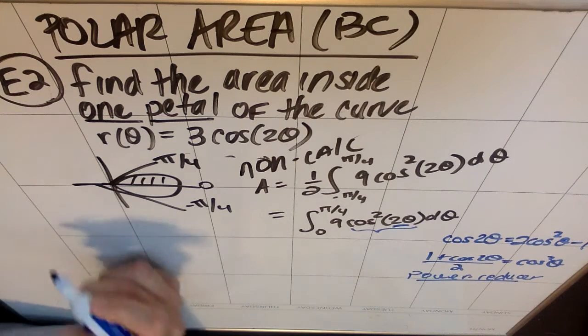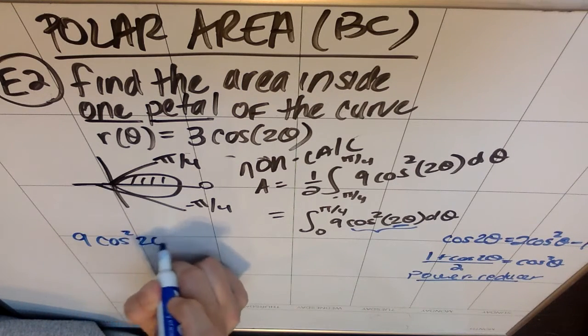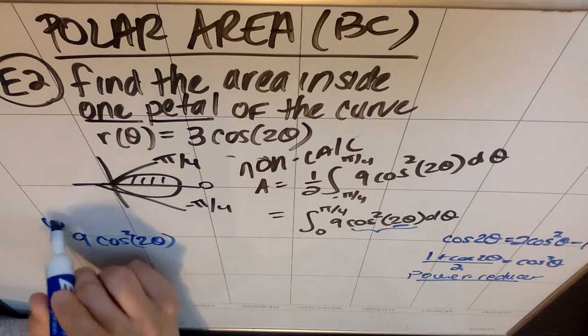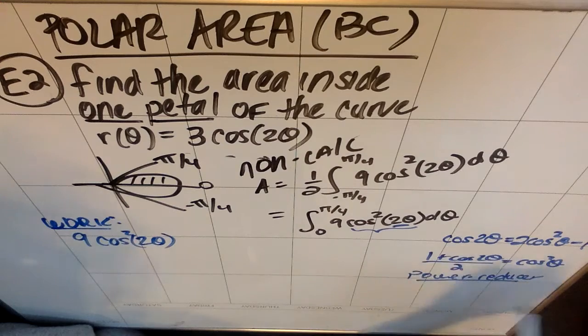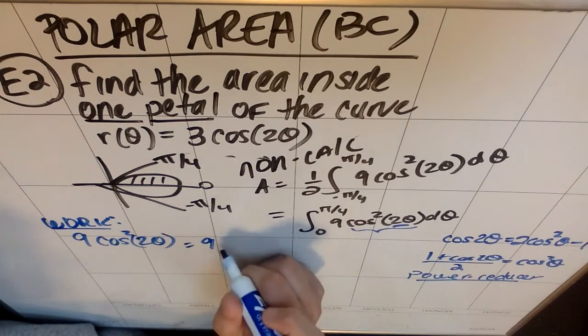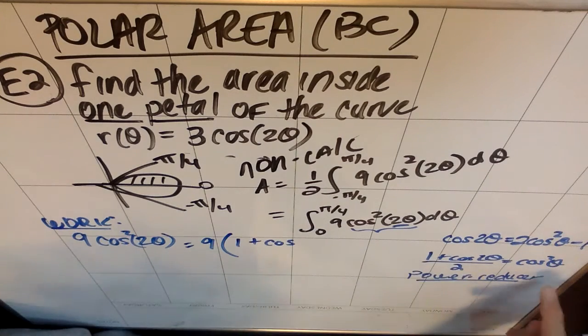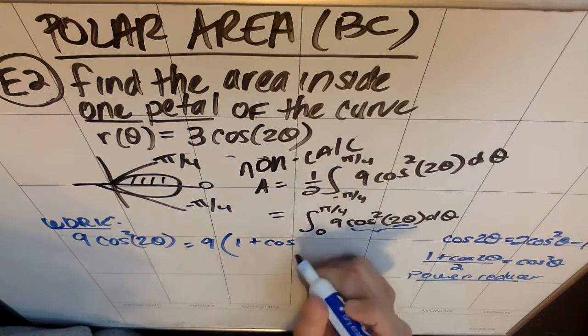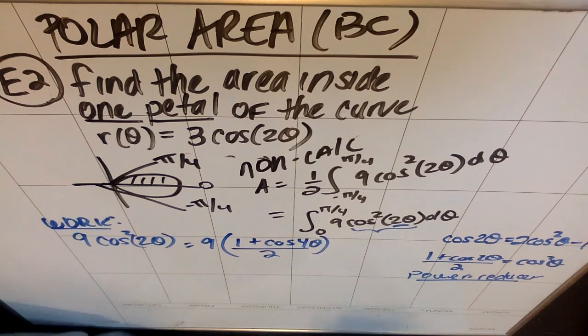So what's going to happen when I apply this formula is if I take this 9 cosine squared of 2 theta, and I'm just going to do work here for a sec without the integrand. If I take this guy and I use this formula, I get a 9, and then in place of the cosine squared, I get a 1 plus cosine of double what theta was. Well, my theta here was already a 2 theta, so I'm going to get a 4 theta all over 2, no more squared.